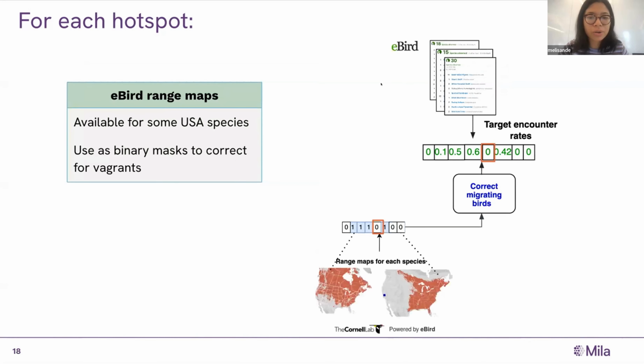Additionally, we also extracted range maps, which are available in eBird not for all species, but for certain species. With range maps, we were able to correct for anomalies in the data set. Sometimes in observations, there can be one year where there were really strong winds, and then a bird that is never supposed to be found in a certain region will be reported there. But obviously, that is not the distribution of birds. This has nothing to do with its habitat. So we used that range map information to correct the targets.